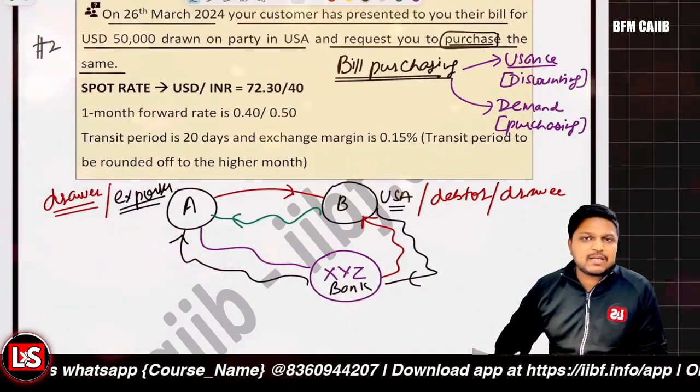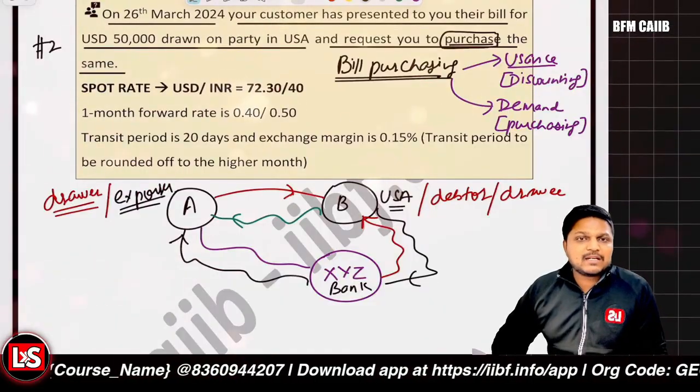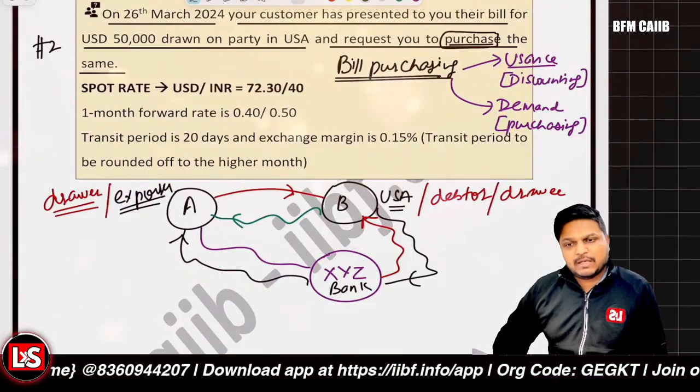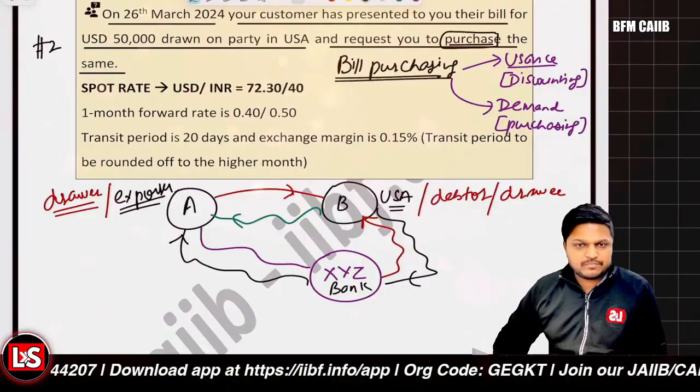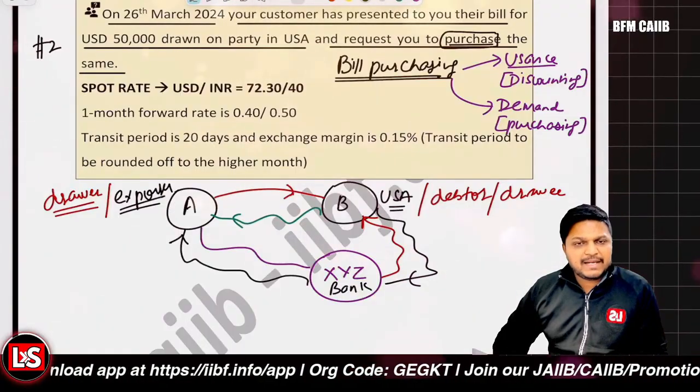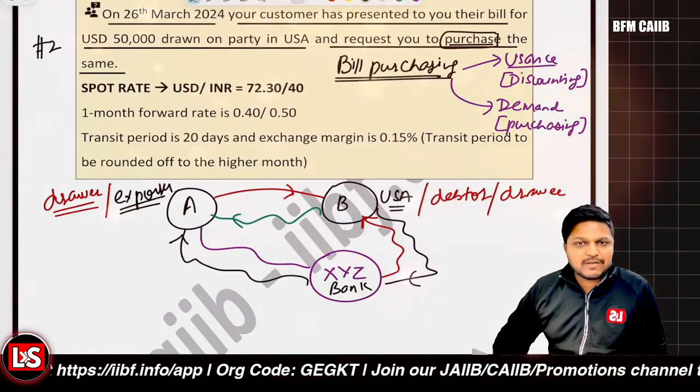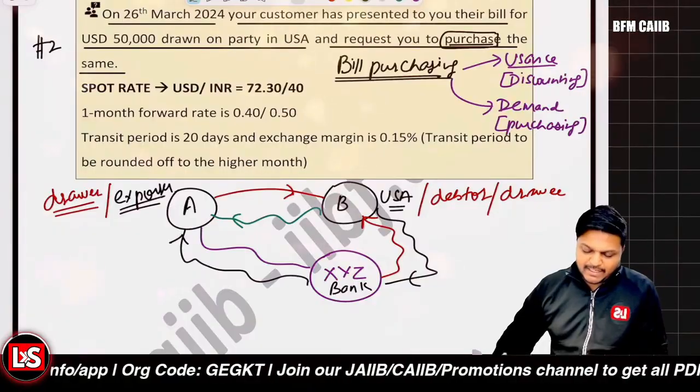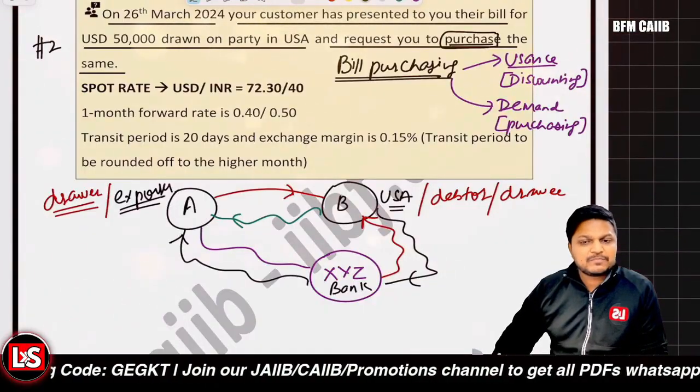Now in this scenario, we can see that the bill won't be cleared on the same day. There will be a lag in between. So that's why the TT rate won't be applicable. And what rate would be applicable when there is a lag?